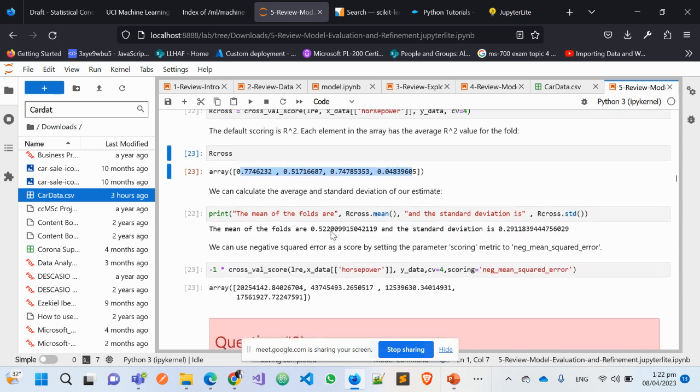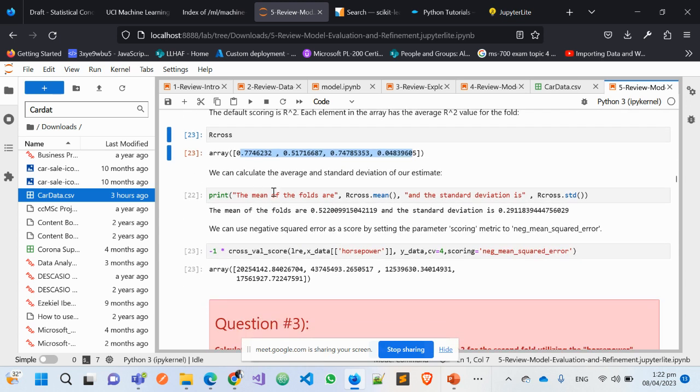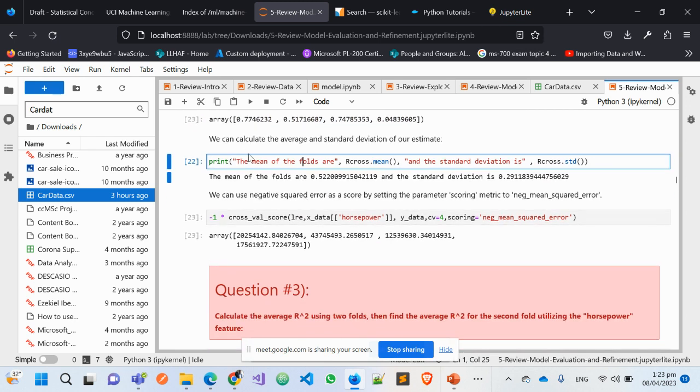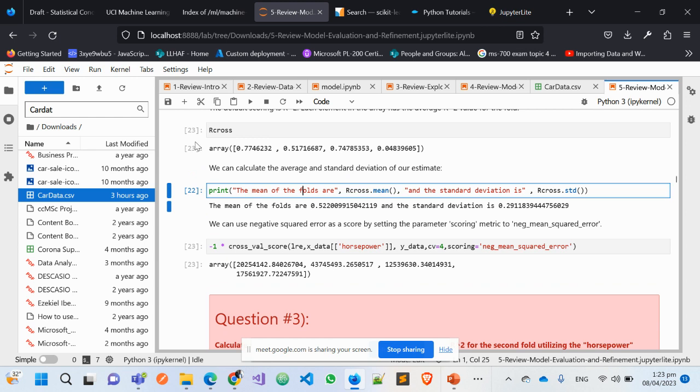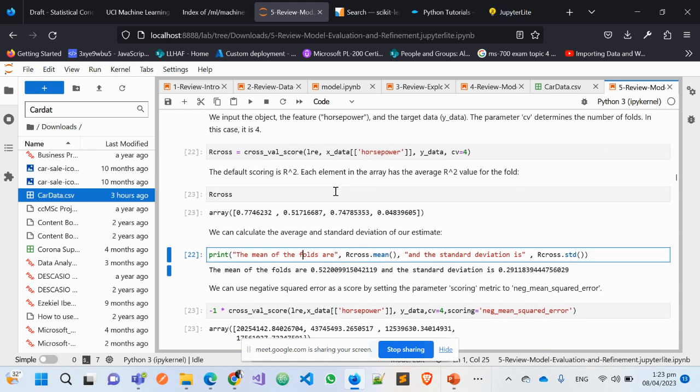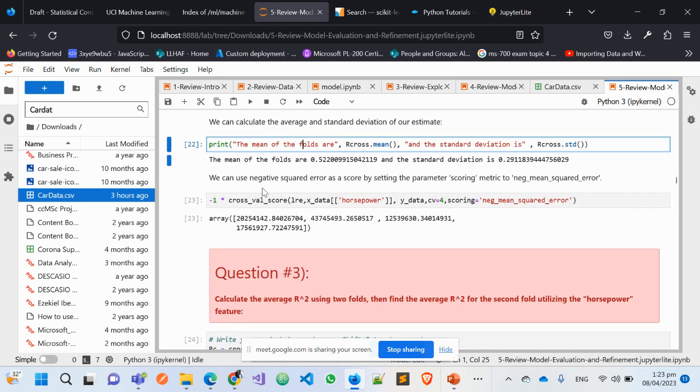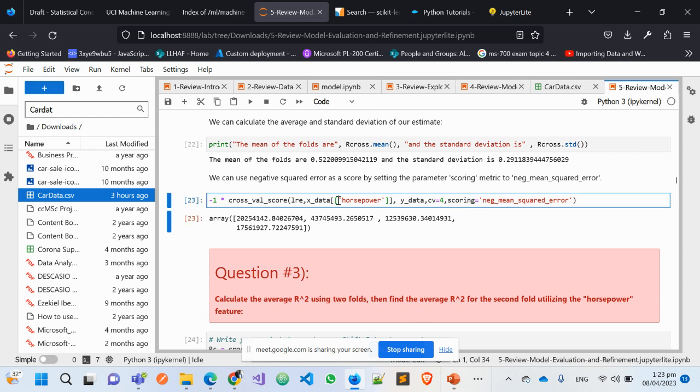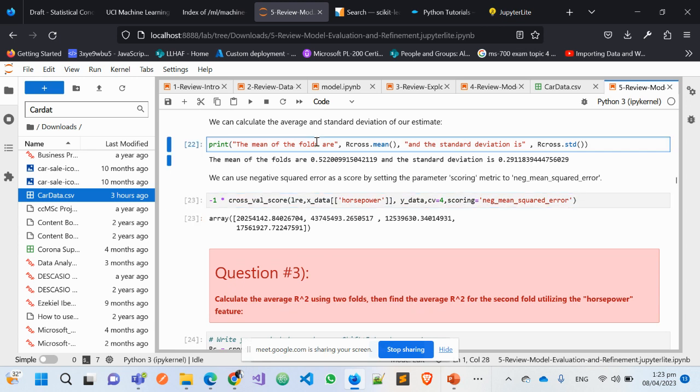Okay, so we can now calculate the average and standard deviation of our estimates to determine the mean of the faults. However, let's not get overwhelmed by what we're doing here. What we need to understand is that at the end of the day, if the R squared and the mean squared error are on the right side, your data will give a good, accurate score in the end.